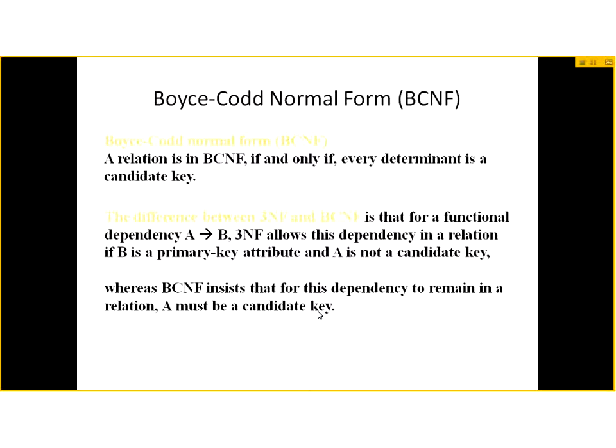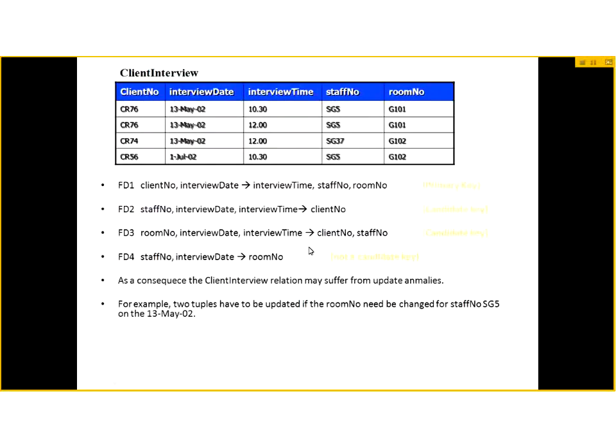So if there is a key which is a candidate to be primary key, then that can depend on the primary key. So this is one condition. Now let's see this example.